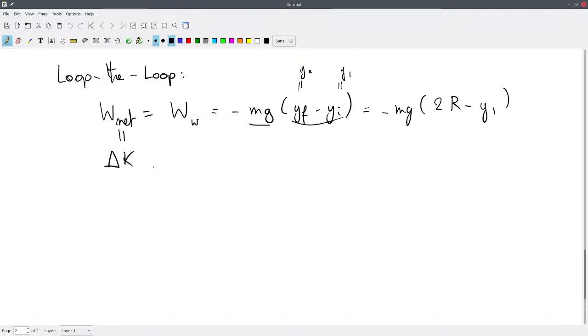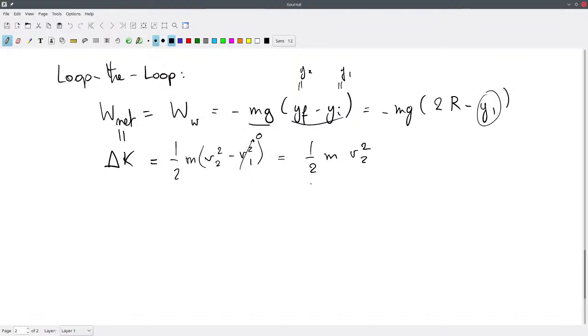We can also write our change in kinetic energy. It's 1/2 m (v2 squared minus v1 squared). That's the change in kinetic energy. But because we start from rest, v1 is equal to 0. So that will be 1/2 m v2 squared. Okay, so we want to calculate the height, y1.